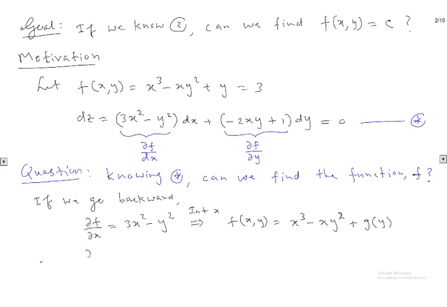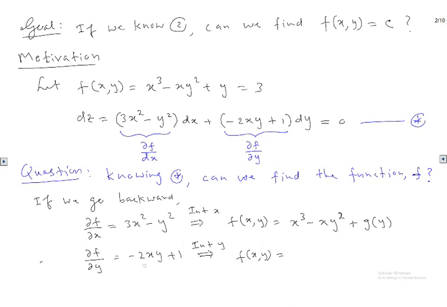Now if you do the other one, the partial derivative of f with respect to y, which equals negative 2xy plus 1. But now we integrate with respect to y, because you took the partial derivative with respect to y, so you integrate with respect to y to go backward. So again, you get the same function. So what do you get?